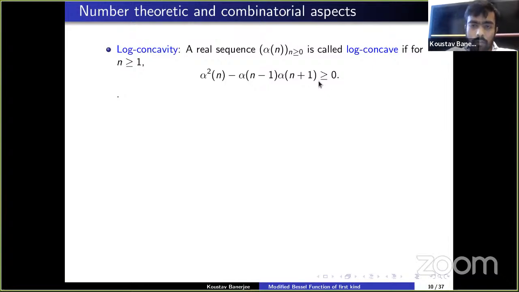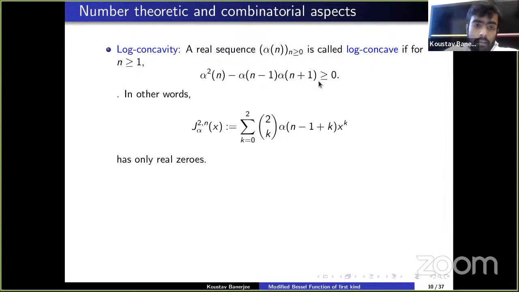In other words, if we look at this familiar degree-2 polynomial, the sum of binomial 2 choose k times alpha of n minus 1 plus k times x to the k, this polynomial is alpha of n minus 1 plus 2 alpha of n x plus alpha of n plus 1 x squared. And if I look at the discriminant of this polynomial, it's exactly 4 times this object, alpha of n squared minus alpha of n minus 1 times alpha of n plus 1. So in order to have the discriminant positive, we want the square root of this thing to be positive.